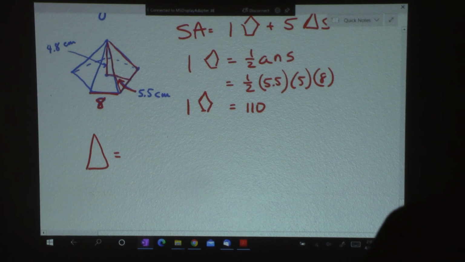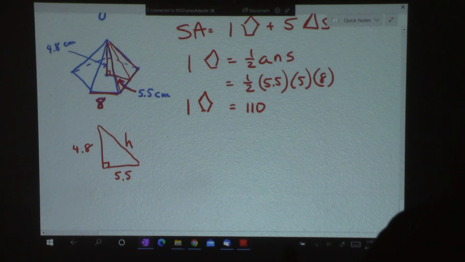And I don't have a height, so I can draw one in right here. And then what do I have here inside there? Do you see that? I have that right triangle. So I'm going to pull that out from the inside and figure it out. So I have 4.8 here, and I have 5.5. And I want to find my height. I need this height on the outside.